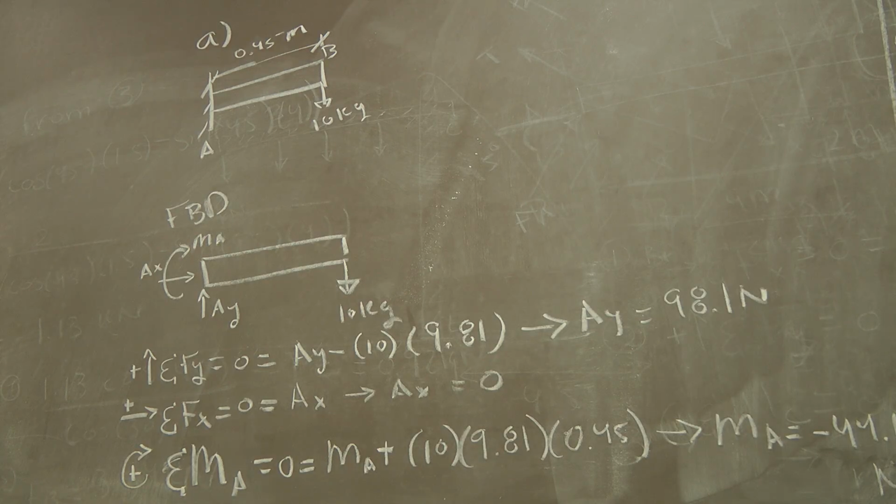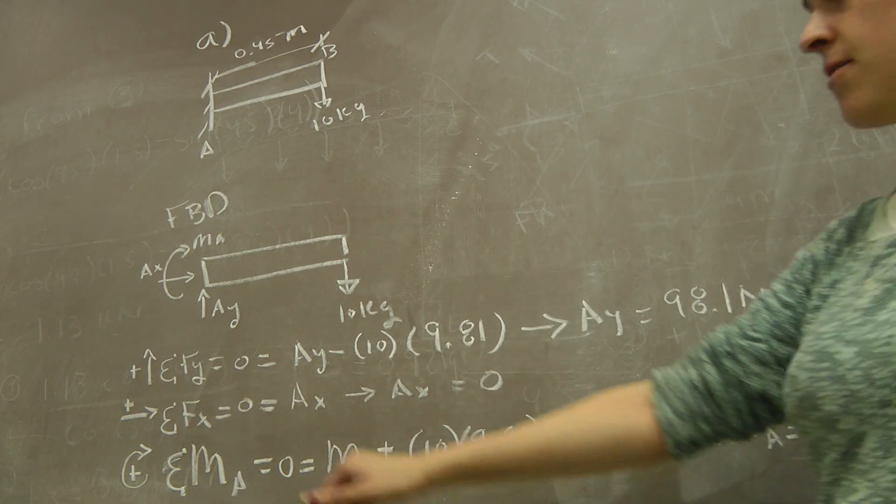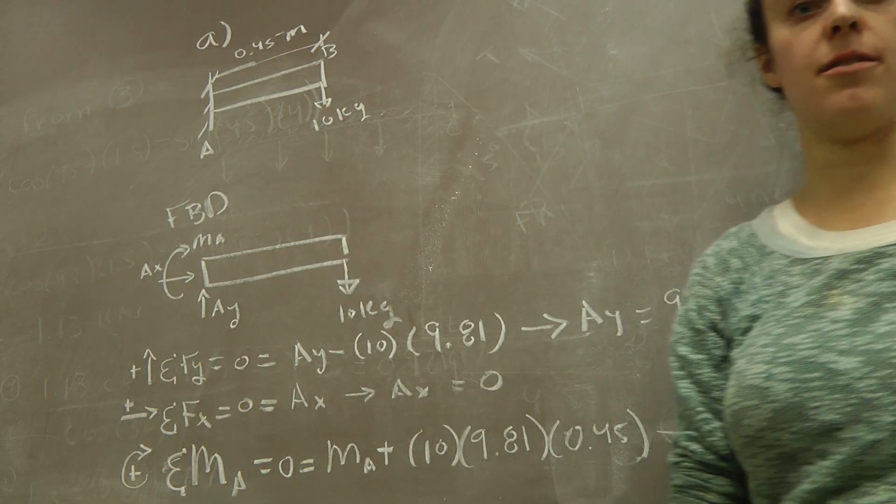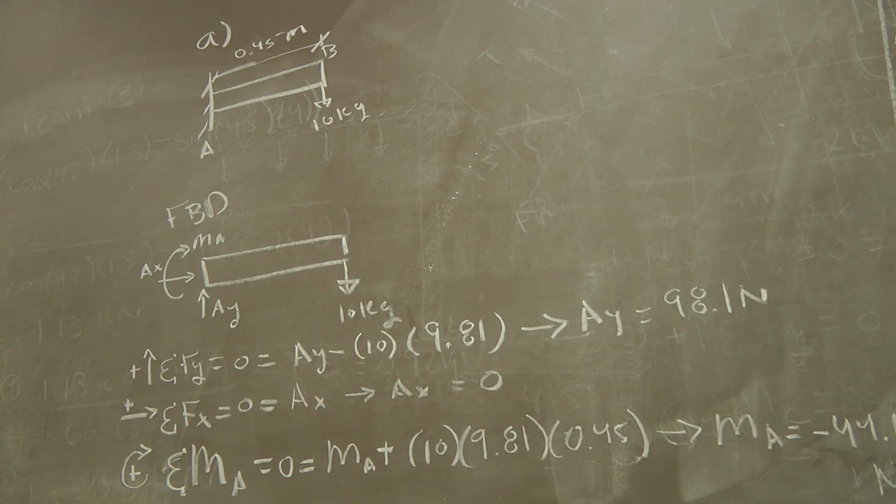This was again to just emphasize what a cantilever looks like. They do actually mention it in your book, and I noted that on your worksheet. So a cantilever will have an AX, AY, and a moment reaction. So again, it's very straightforward.